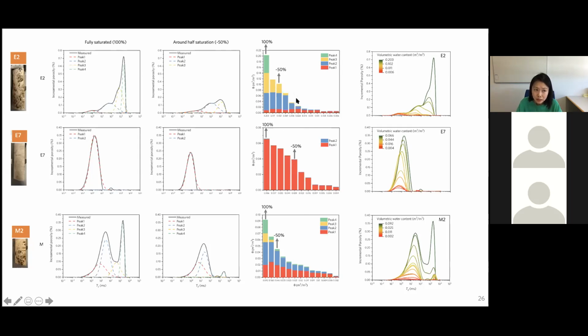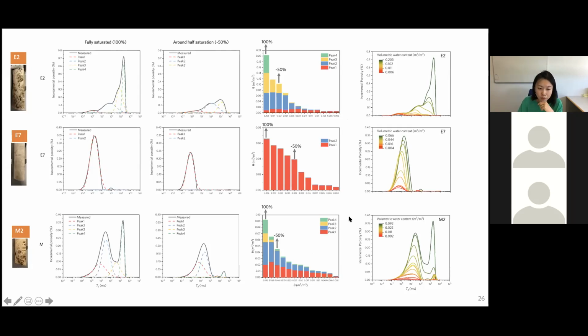So from this analysis, what you can gather is that the drying process behaves differently for different samples. For some samples like this E2 sample, the water in the large pores dried first, and gradually the water in the small pores dried. However, for some samples like this M2 sample, the water residing in all sizes of pores dries almost simultaneously. So this is a very interesting behavior, and it's very important for us to know during the drying period how the water residing in the pore system actually moves.